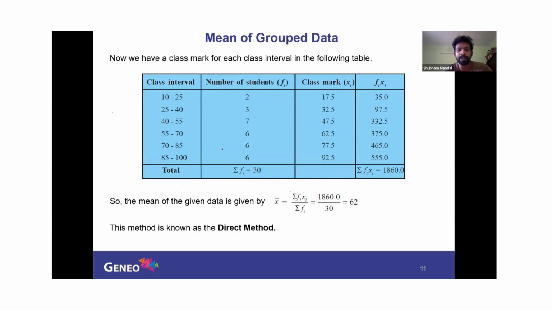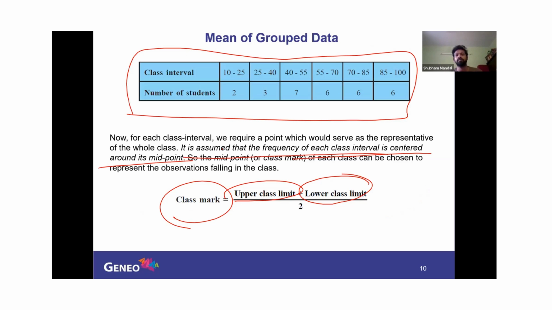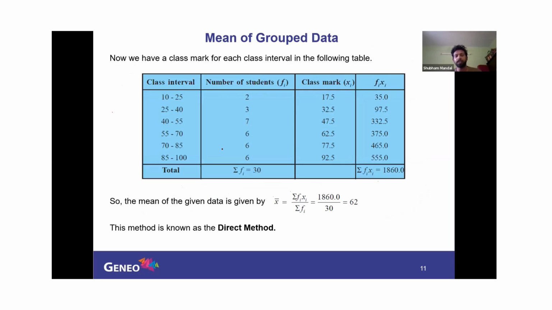So any doubts in this, guys? Any doubts in the direct method? See, today we'll not be doing any problems, because there are 3 different methods, okay? And this is something which is very new to you. So I want all of you to be very thorough with this.